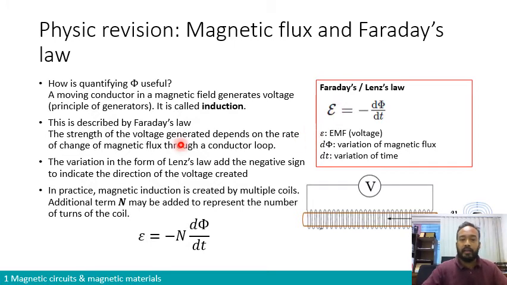So this is described by Faraday's law. Lenz's law is the same thing. Faraday's law, at the beginning, didn't have the minus sign. They didn't indicate the direction of current. And now Lenz's law is more specific. It gives a direction of current.